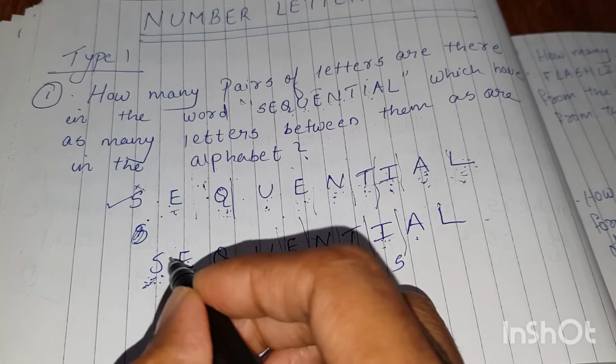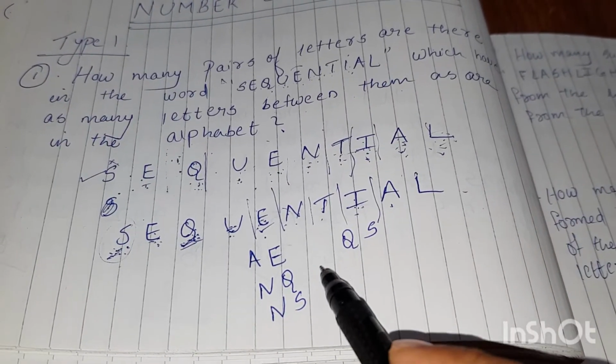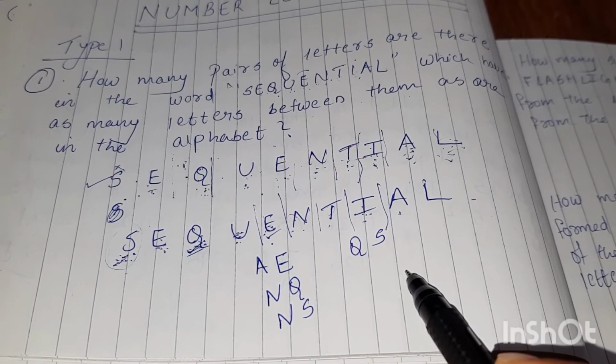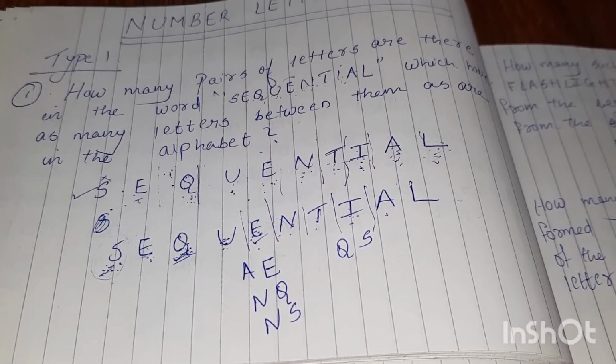Then next letter is E. After E it should be F, but it is written S. Okay. So the answers are A, E, N, Q, N, S, and Q, S. So how many pairs of letters? 4 pairs of letters. Okay. Understood?